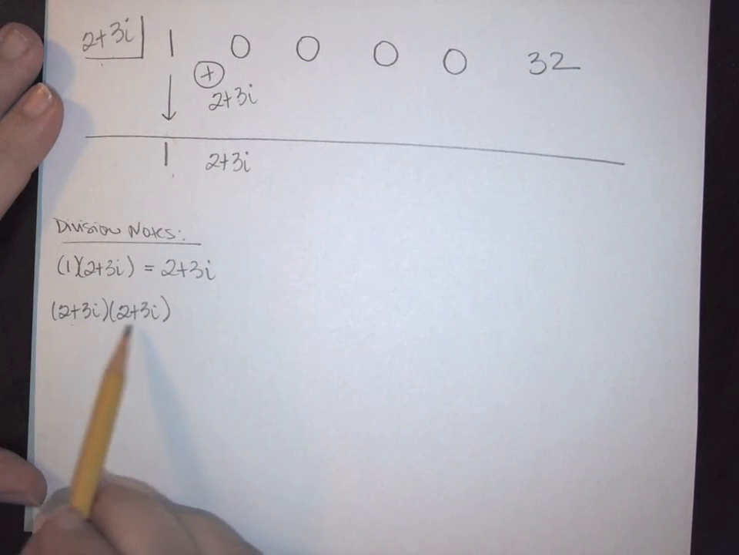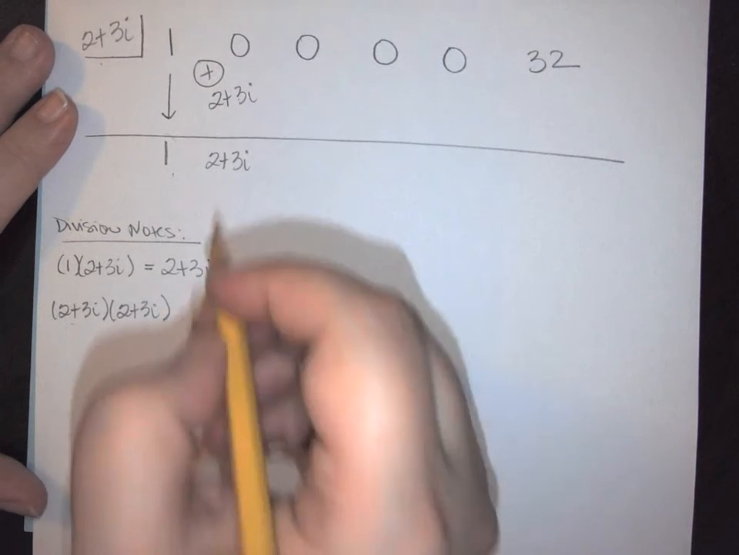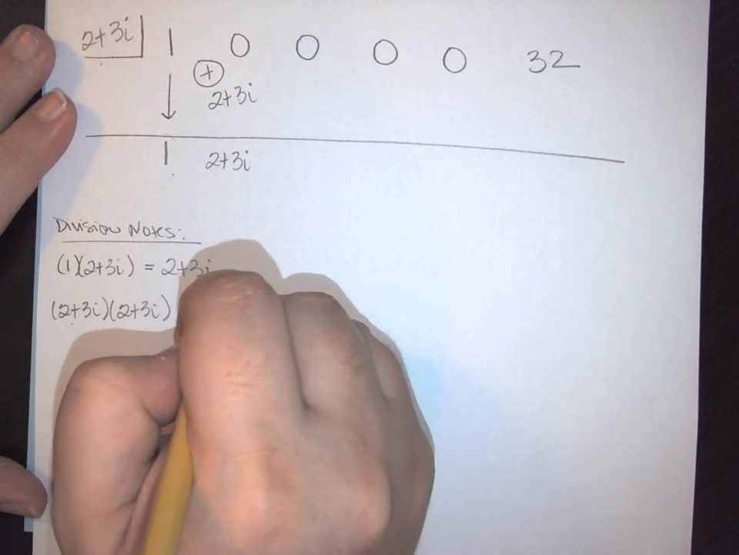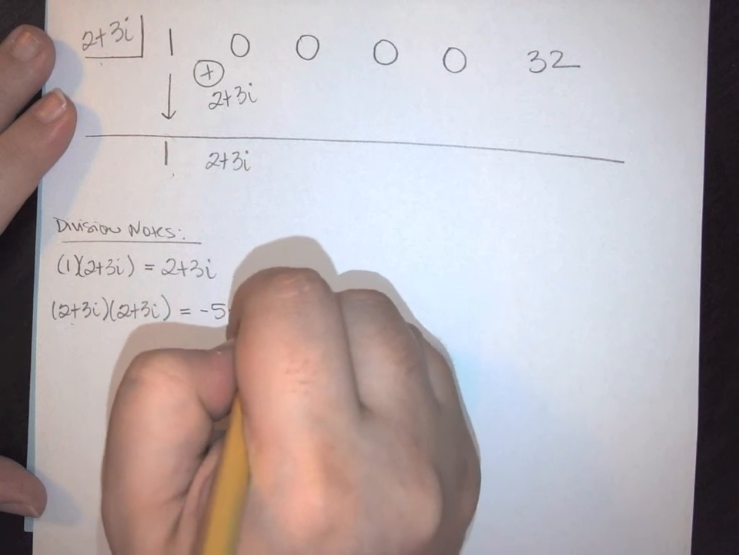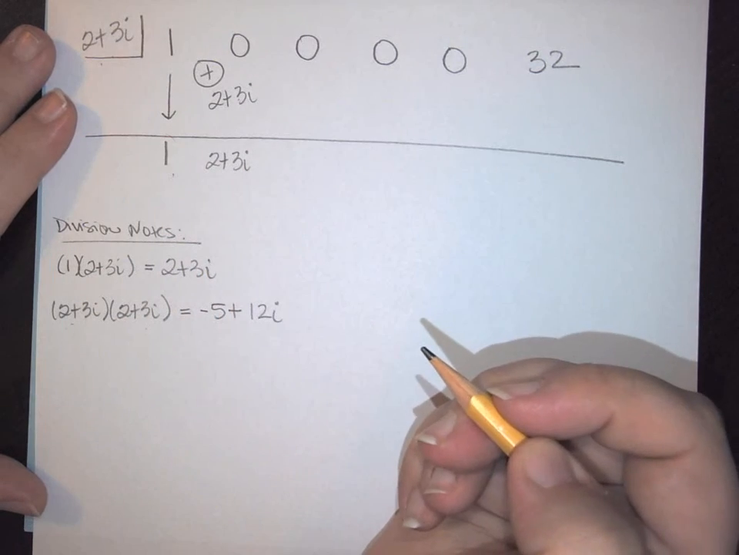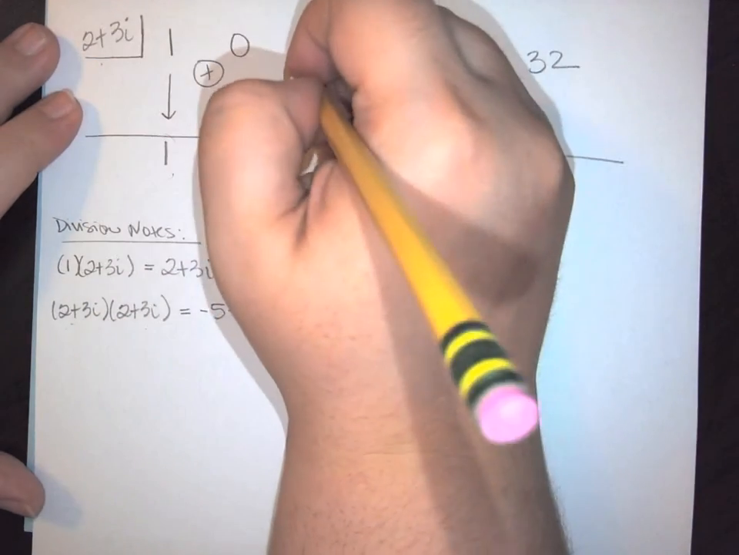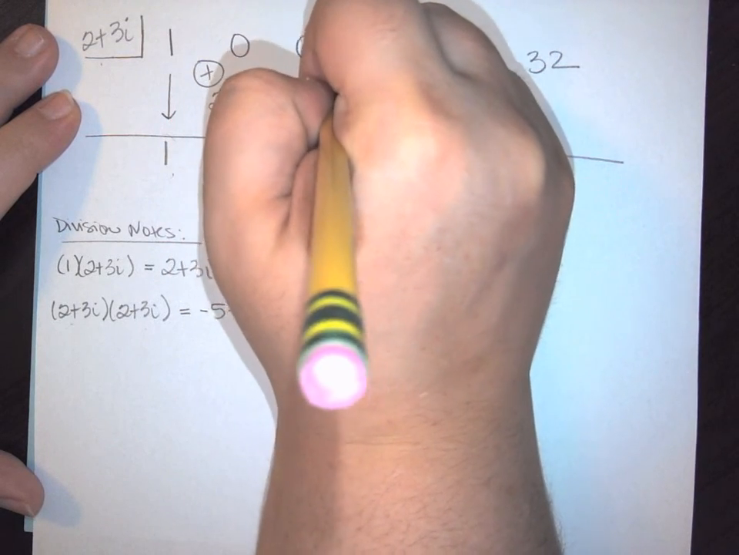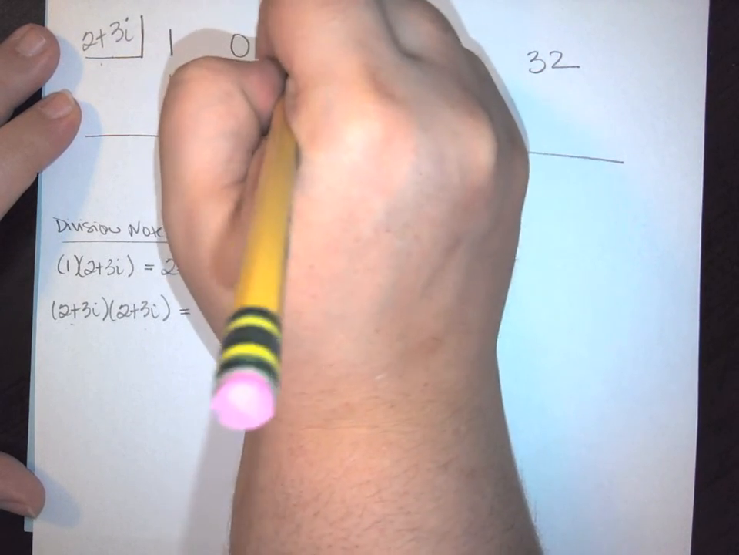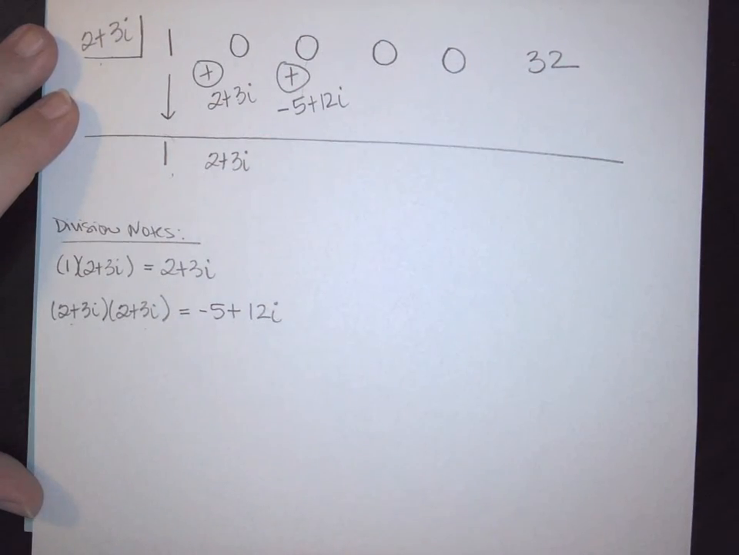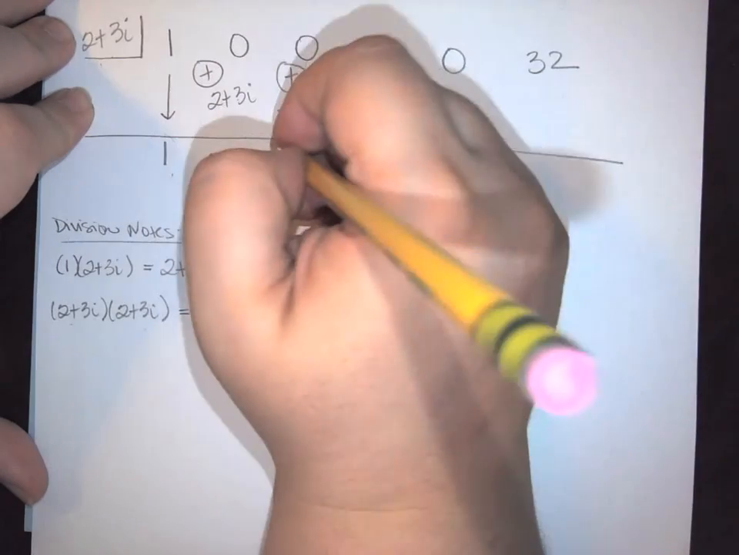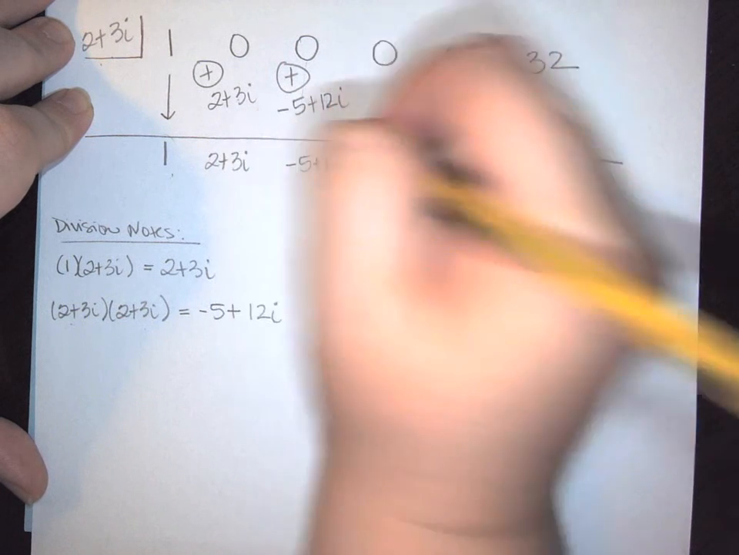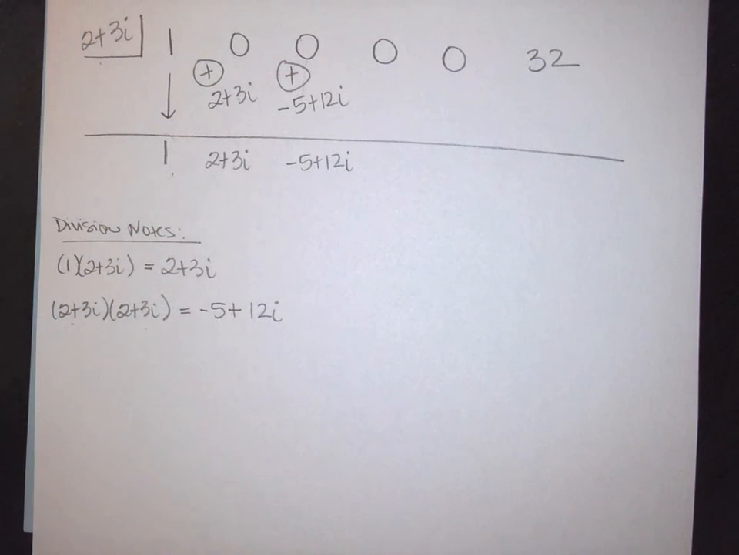Bottom. So 2 plus a 3i times the box, 2 plus 3i. I have two binomials multiplied together. You need to FOIL. So in this case, you're going to end up with negative 5 plus 12i. And so here we'll go ahead and put that under the next. So this is a negative 5 plus 12i, and I have to add. So of course 0 plus that means I get a negative 5 plus 12i, and I need to keep going.